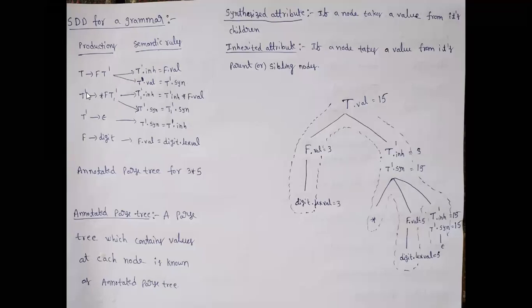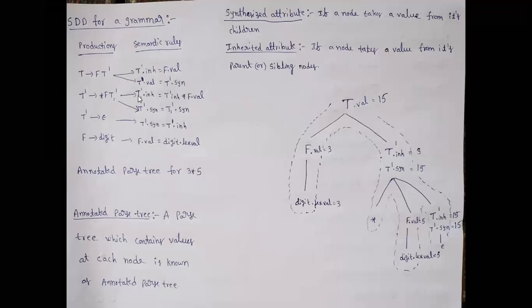So next production, T dash produces star F T1 dash. So T dash and T1 dash both are the same. We are showing the difference. So we are placing T1 dash. We are constructing a parse tree. Then we are specifying only T dash only.